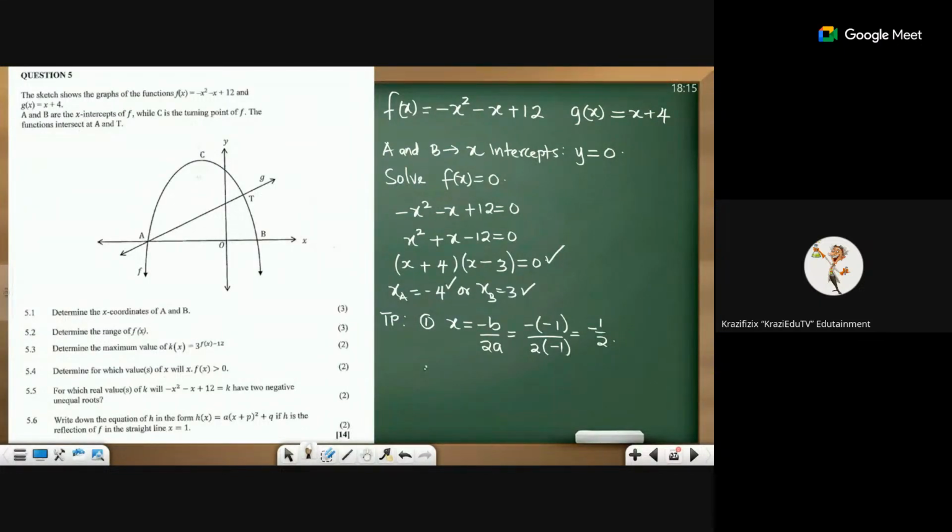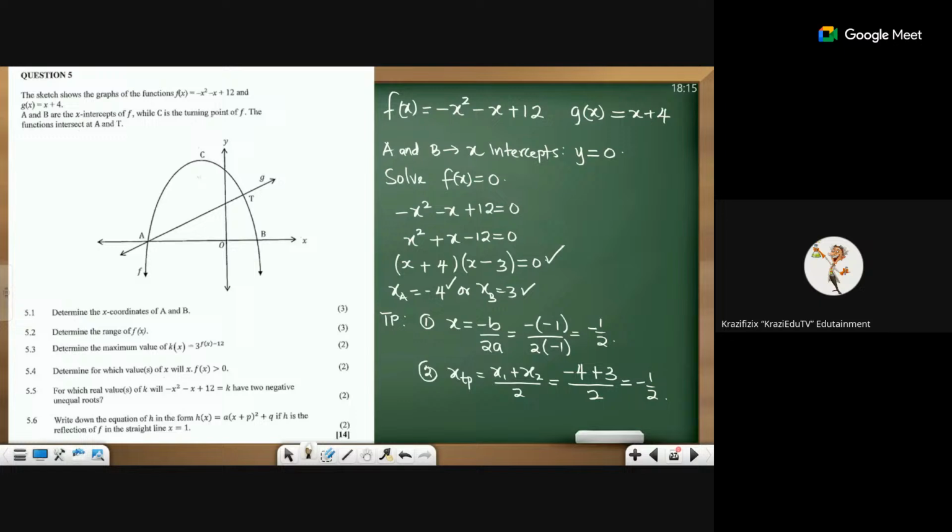Number 2, the x of the turning point is the midpoint of your x-intercepts, my x1 and my x2. Negative 4 plus 3 over 2. What is 3 minus 4? Negative 1. That gives me negative half. Can you see my answer?